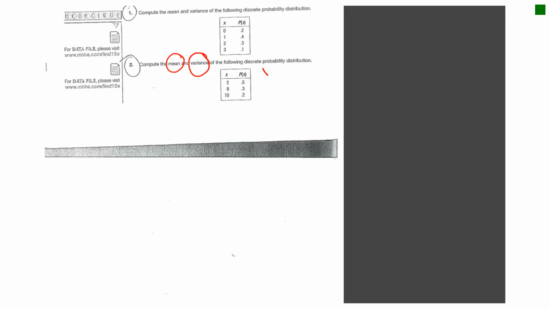So if I set this up, I can take x and multiply this by the probability of x. I'll set that up in this column. So we're going to have 2 times 0.5, which is going to be 1. 8 multiplied by 0.3 gives us 2.4, and then 10 multiplied by 0.2 gives us 2. So then I add up that column, 1 plus 2.4 plus 2, I get 5.4, and guys, that is basically it. That's all you have to do. That's going to be our mean.